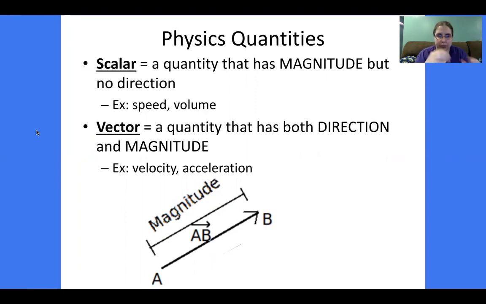So, for example, velocity is a vector. Speed was just how fast you're going, but velocity was how fast you're going in a certain direction. Just like acceleration is a change in velocity, and velocity is a vector, so therefore acceleration is a vector.